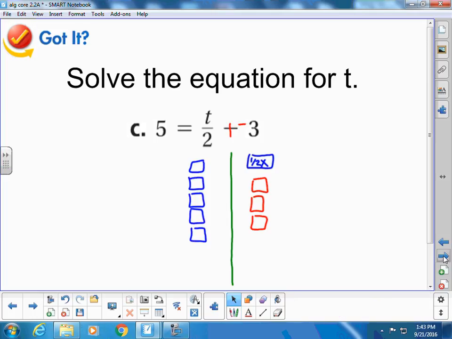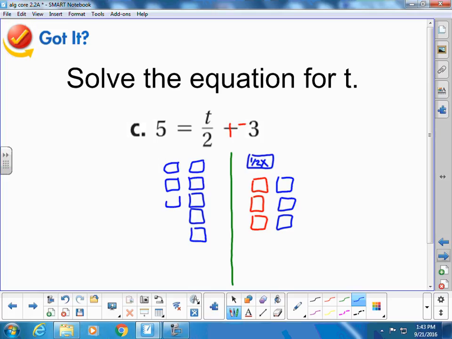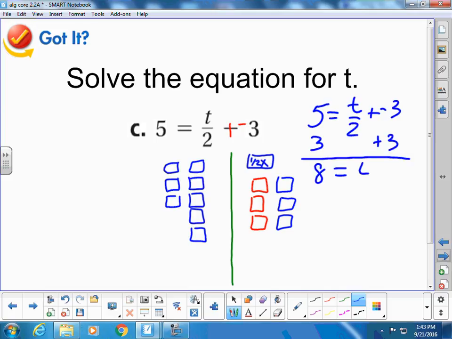I have to get the x or the half x by itself. So this time I'm going to have to add some 0 pairs to get rid of that. Actually, I have to add 3 blue on this side to get rid of that, and I'll add 3 blue on this side. So far, it was plus a -3, so we added a +3 to both sides. And we get 8 equals t over 2.